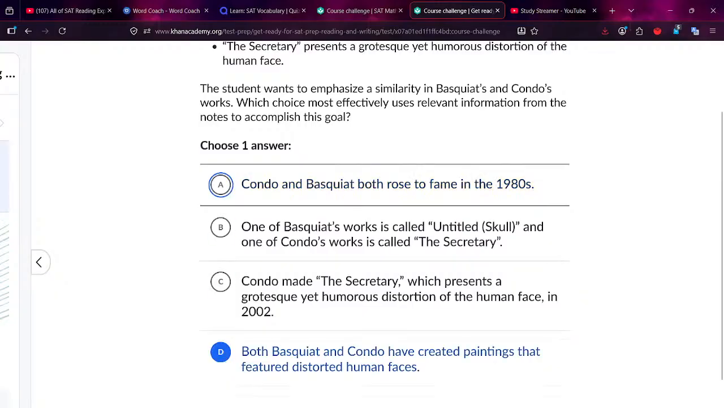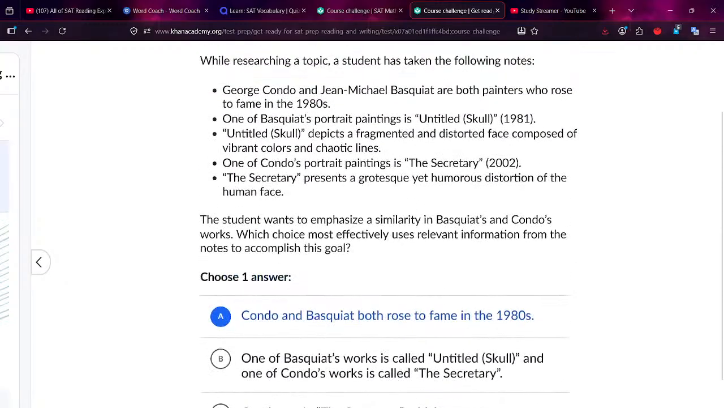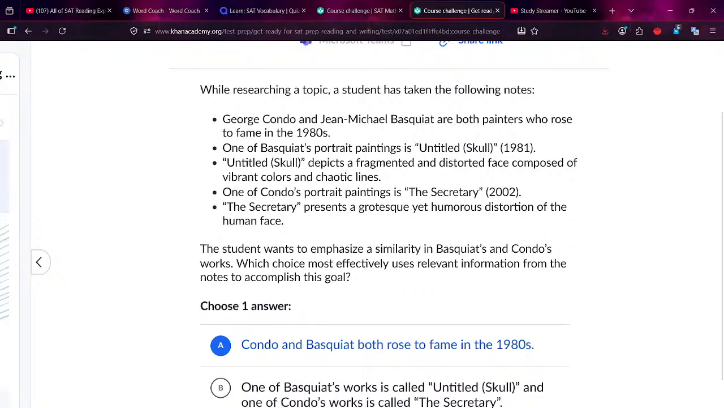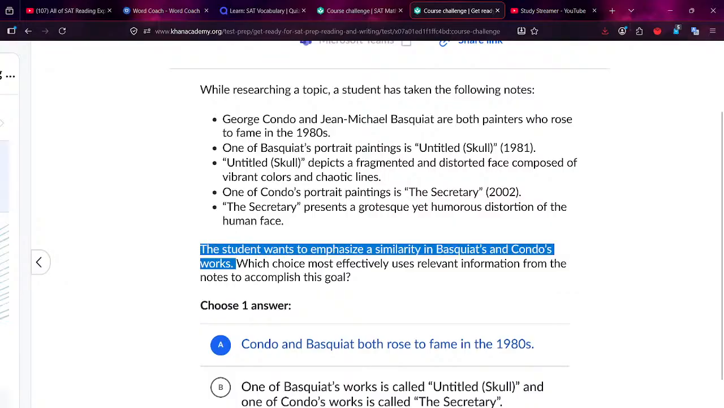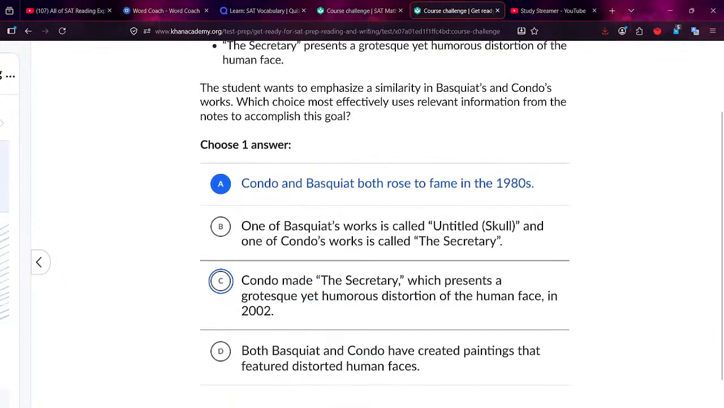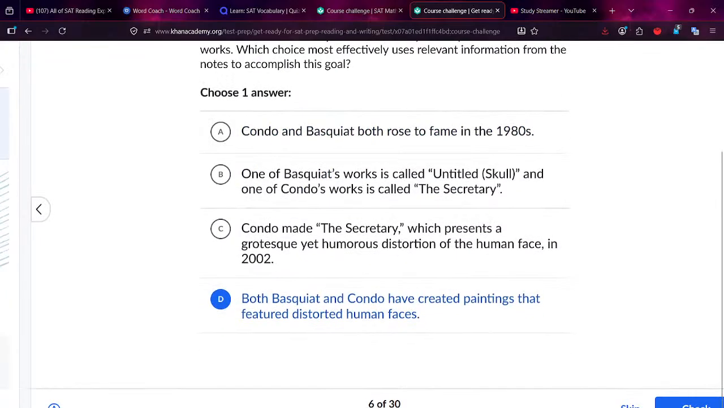Okay, so it's either they rose to fame in the 1980s. So do we have anything like that? Rose to fame in the 1980s. George Condo and Basquiat both rose to fame. So this is going to be true, but this is the main thing. You need to pay attention to details in their works. So this is the one that actually makes sense.